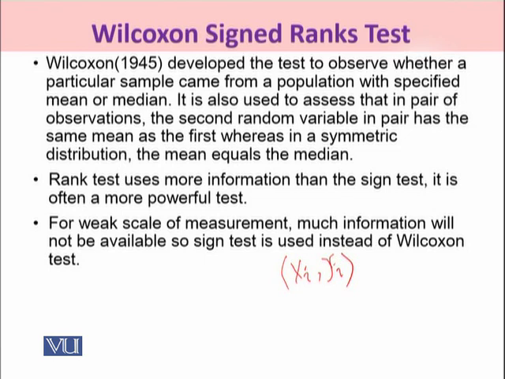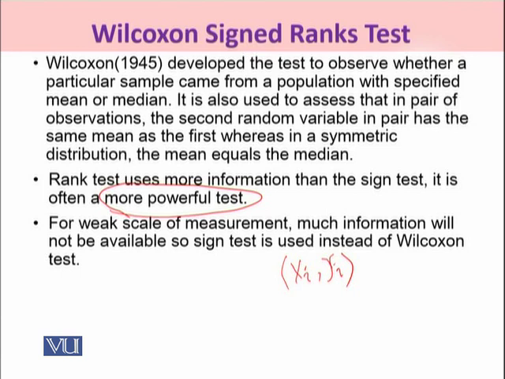So the rank test uses more information than the sign test, and that is why it is called a more powerful test as compared to the sign test. Whereas for weak scale of measurements, much information will not be available, so the sign test is used instead of the Wilcoxon test. Students, by weak scale of measurement, we mean that we are talking about an ordinal scale of measurement. So that means the variables are to be measured on the ordinal scale.